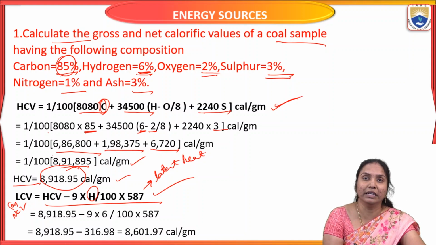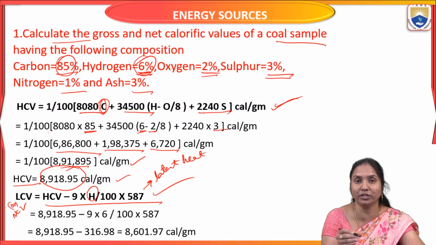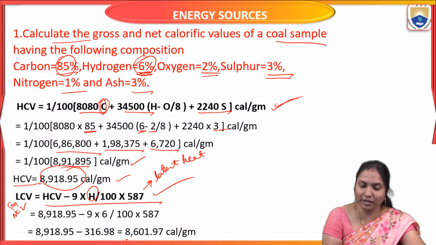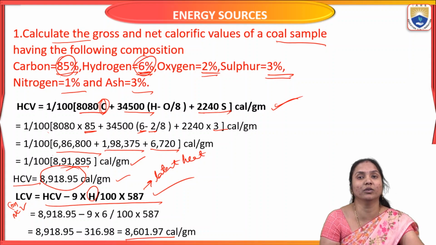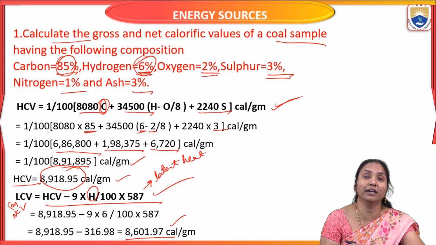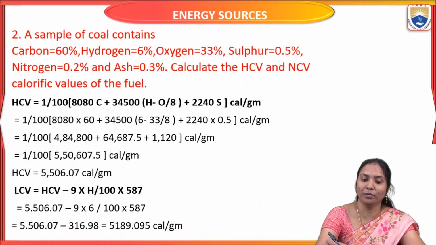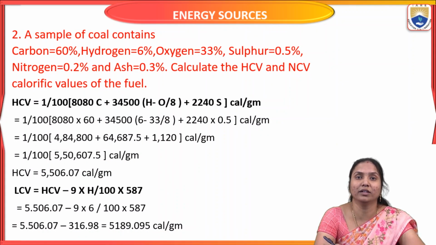So HCV is 8918.95 minus 9, with hydrogen percentage 6%. We substitute in this formula 6 by 100 into 587. Finally we get the low calorific value as 8601.97 calorie per gram. In this way you can calculate the high calorific value and low calorific value of the fuel using these two formulas. One more problem we'll discuss based on the high and low calorific value.